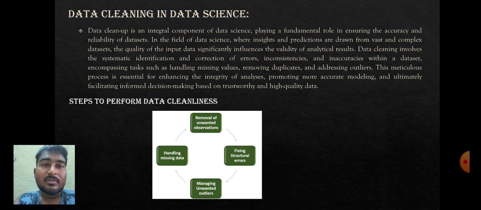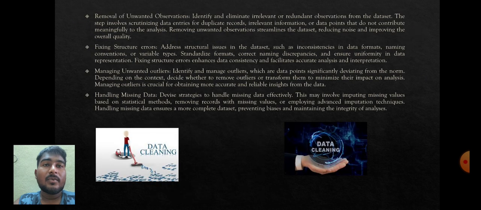Steps to perform data cleaning: removal of unwanted observations, fixing structural errors, managing unwanted outliers, handling missing data. Removing unwanted observations: identifying and eliminating irrelevant or redundant observations from the dataset. The steps involve scrutinizing data entries for duplicate records, irrelevant information, or data points that do not contribute meaningfully to the analysis. Removing unwanted observations streamlines the dataset, reducing noise and improving the overall quality.